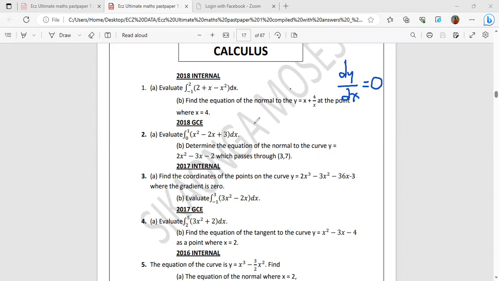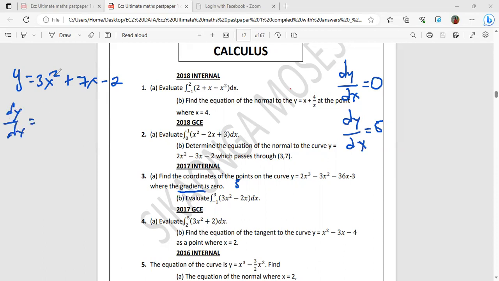Now, it's not always that they'll tell you the gradient is 0. Suppose they told you that the gradient is 5. So after you differentiate, you equate dy/dx to 5. What do I mean? Let's take for instance y equal to 3x squared plus 7x minus 2. So dy/dx equals: multiply that to give you a 6, reduce the power by 1, then plus 7, reduce that by 1 to give you this.